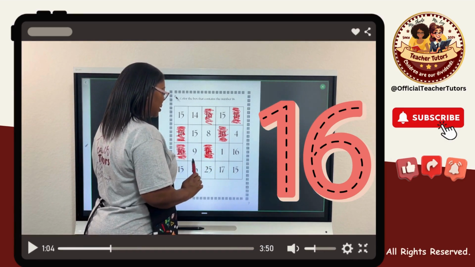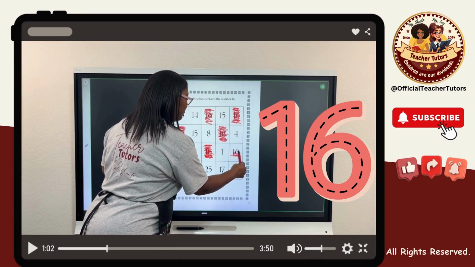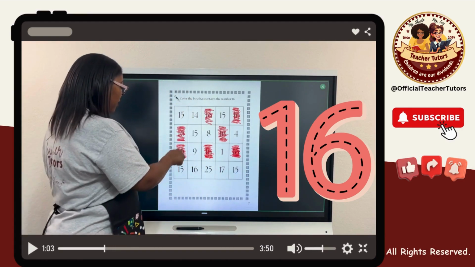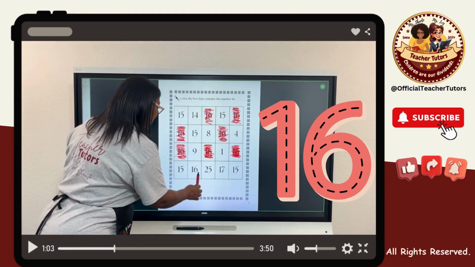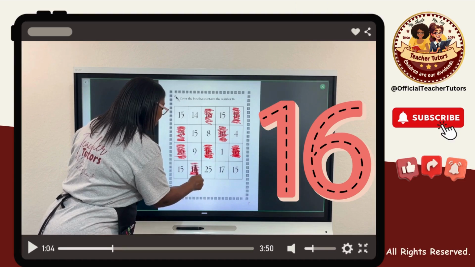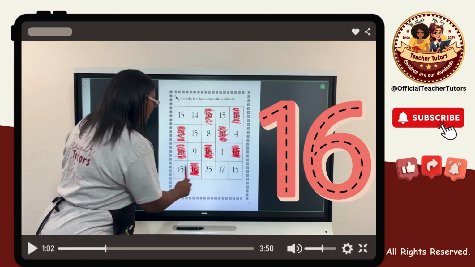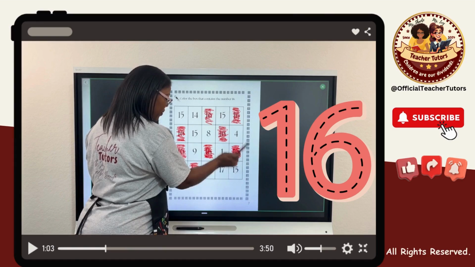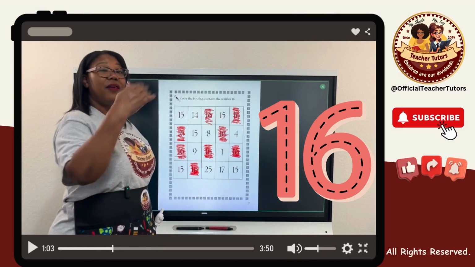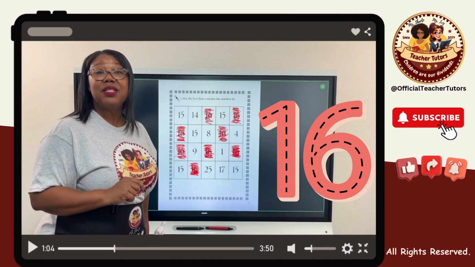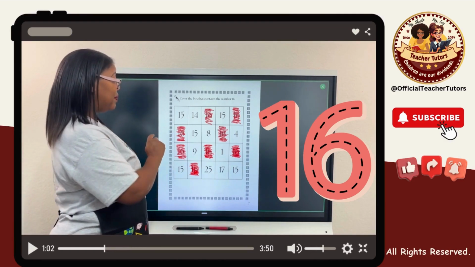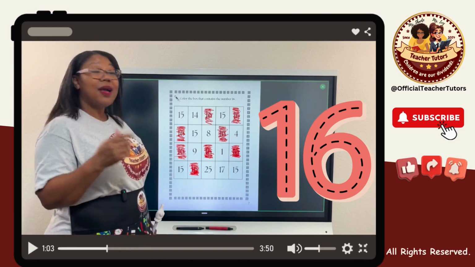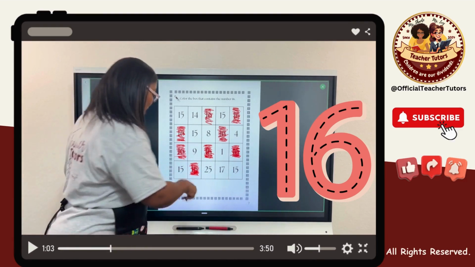Number 1, 16. Yes. 15. 16. Color it in. Let's keep going. 25. 17. 15. I found all the 16s and I know you did too. Your page must look like mine's. I know it does. Let's go on to the next page.